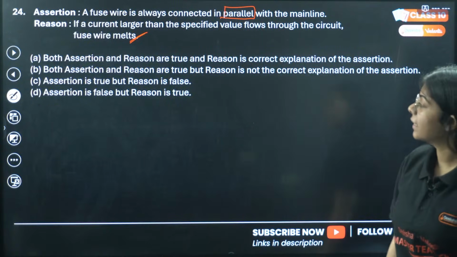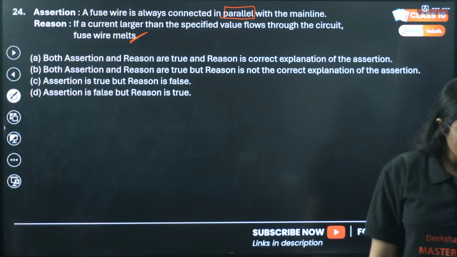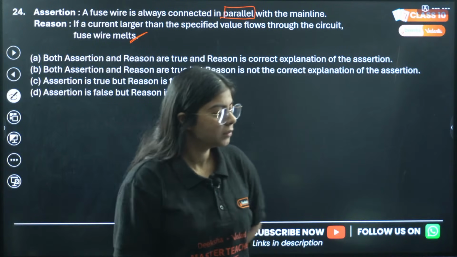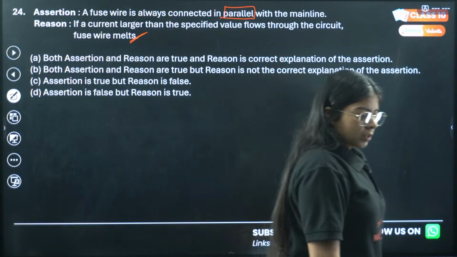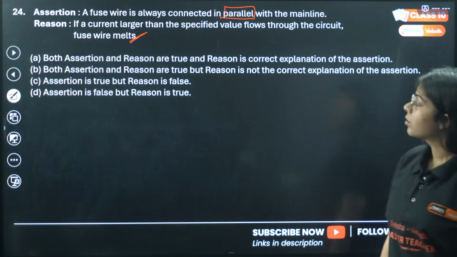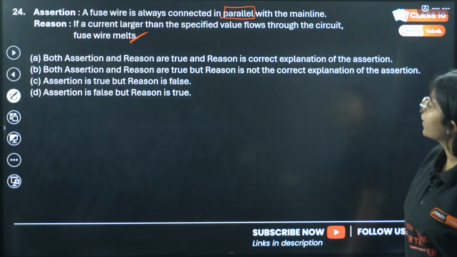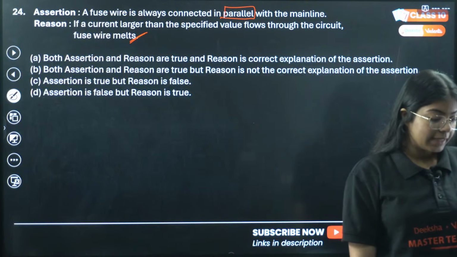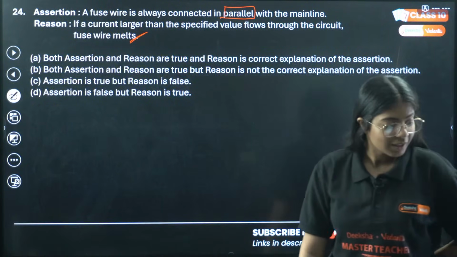Dipanshu is saying D. Okay. Others? What are you saying? Piyush is saying A. Piyush is saying both assertion and reason are true. Ascent is saying D. Piyush is now saying D.